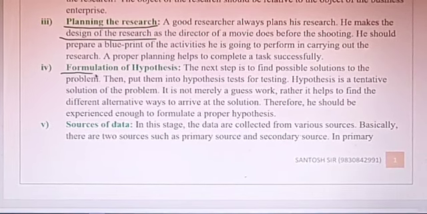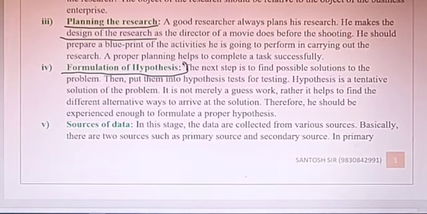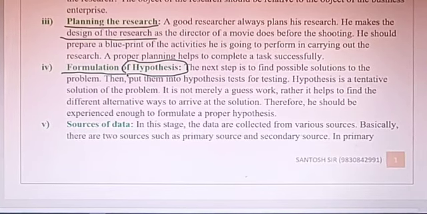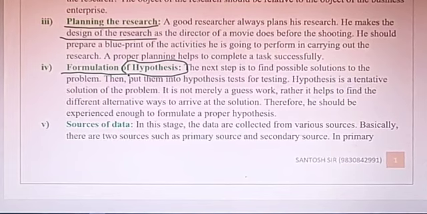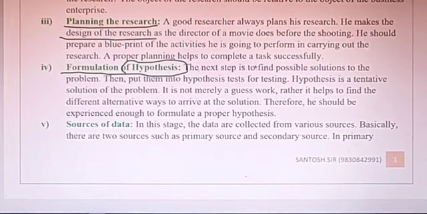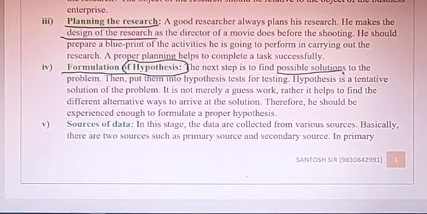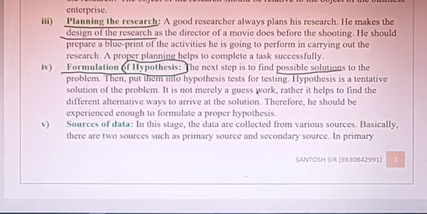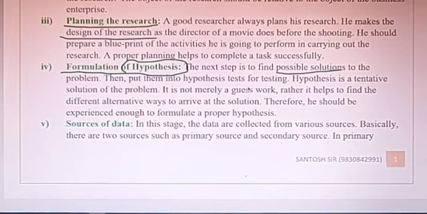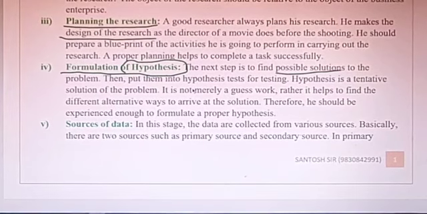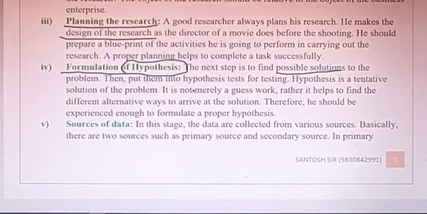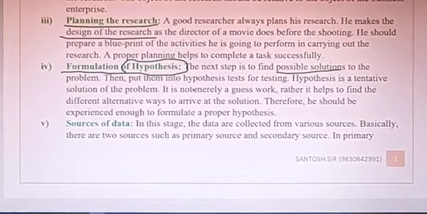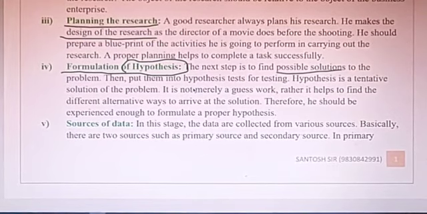Then comes formulation of hypothesis. बहुत सारे students को problem होती है hypothesis को लेके. Hypothesis means a tentative solution, एक possible solution, problem का possible solution, that is called hypothesis. So before he conducts the research, a hypothesis should be framed by the researcher to find its probable solution, so that he can identify in what correct way he can proceed the research.